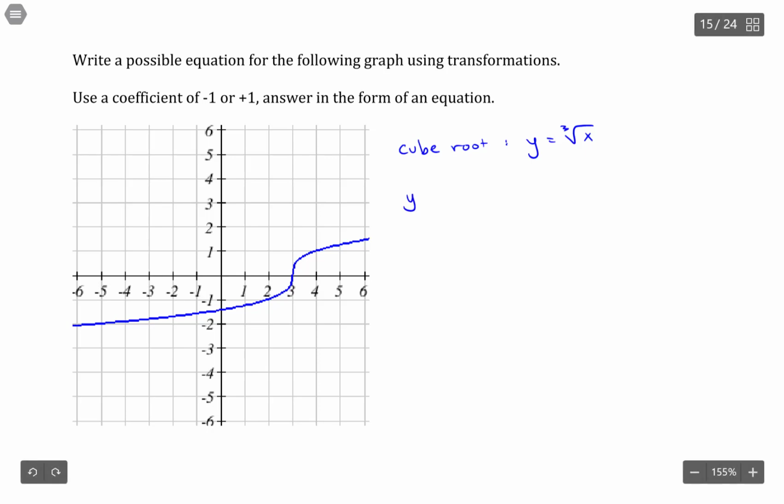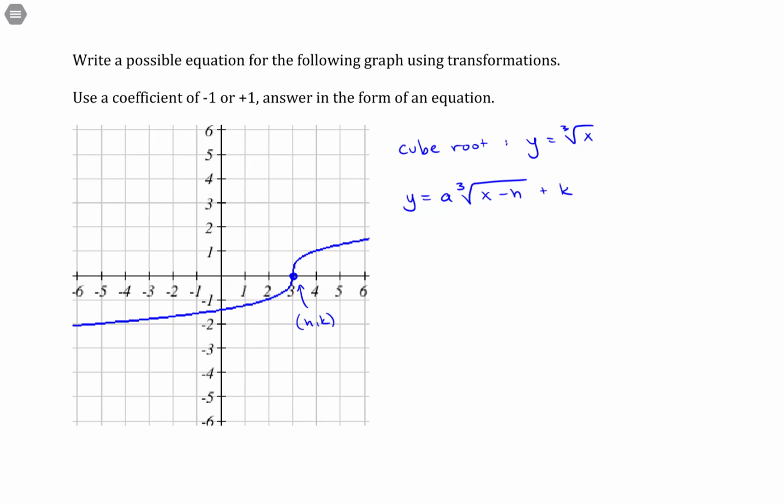So the base transformations for all of our functions are: put a multiplier a on the outside, underneath or inside the function put a minus h, and then a plus k. And then the h and the k, those are the vertex points, and the vertex here we're just thinking of as this point right here. So that's the point of interest, h and k, and its coordinates in this case happen to be 3 on the x, 0 on the y.